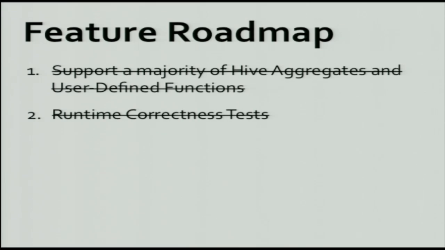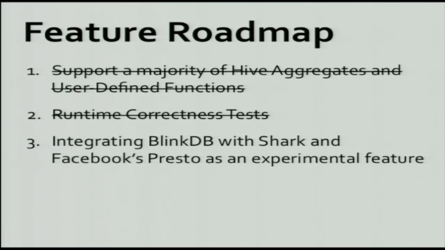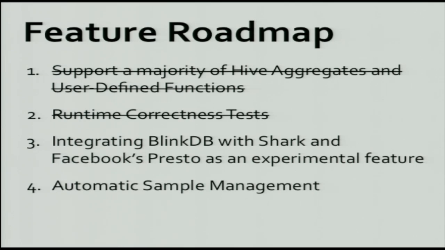Finally, if you have been following the BlinkDB feature roadmap, two things that we promised a couple of months ago were to add support for a majority of Hive aggregates and user-defined functions, and runtime correctness tests. Looking forward, we are eagerly working on integrating BlinkDB with Shark and Facebook's Presto as an experimental feature. We are leveraging Catalyst to rewrite parts of the plan in Shark so that you can have these approximate queries there. And finally, we are working on two different components.